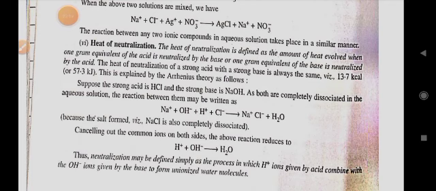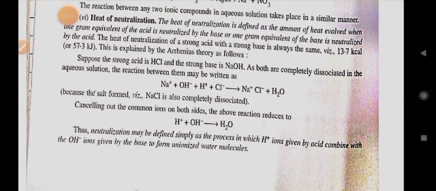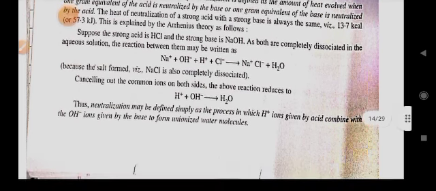Heat of neutralization. The heat of neutralization is defined as the amount of heat evolved when 1 gram equivalent of the acid is neutralized by the base, or 1 gram equivalent of the base is neutralized by the acid. The heat of neutralization of a strong acid with a strong base is always the same, 13.7 kcal. This is explained by the Arrhenius theory as follows.